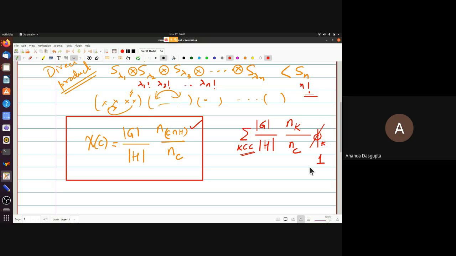Now, for this particular case, just take a look at the numbers. How many classes does Sn have? How many conjugacy classes? I'm not asking for a closed formula. I'm just asking what the number of classes of Sn is equal to. Number of ways n can be partitioned. Yeah, the number of partitions of n.